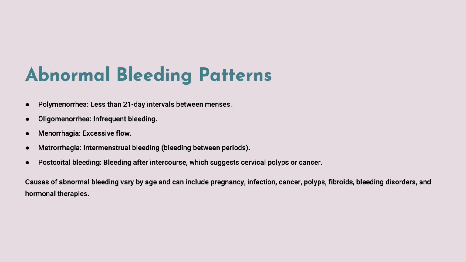Menorrhagia refers to excessive flow, while metrorrhagia refers to intermenstrual bleeding. Now, admittedly, both of these terms are already outdated, but you're still going to find them in some books. Okay. Postcoital bleeding is bleeding after intercourse. It could be suggestive of cervical polyps or cancer. The causes of abnormal bleeding may vary by age, and it could include pregnancy, infection, cancer, polyps, fibroids, bleeding disorders, or hormonal therapies.